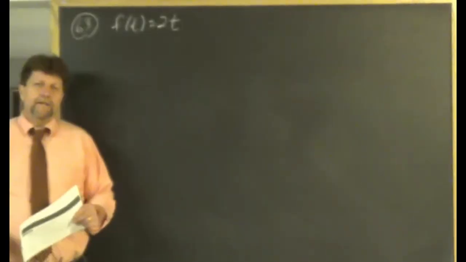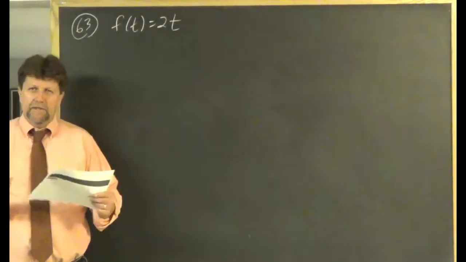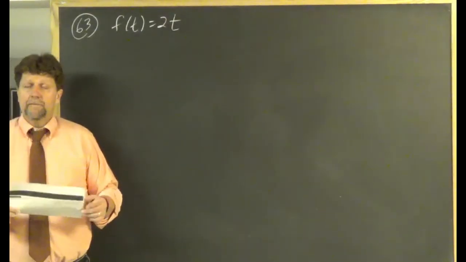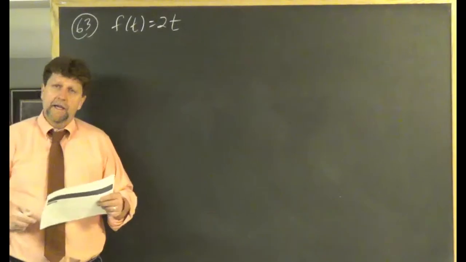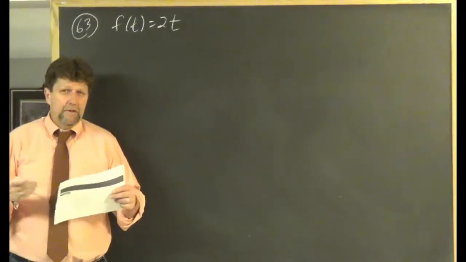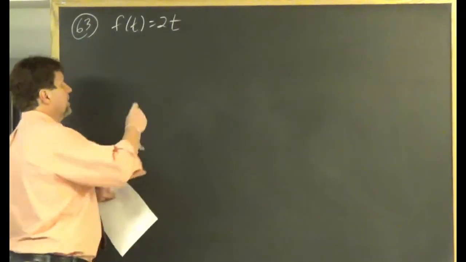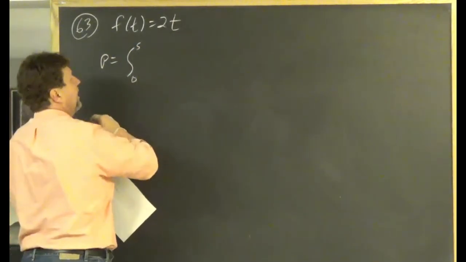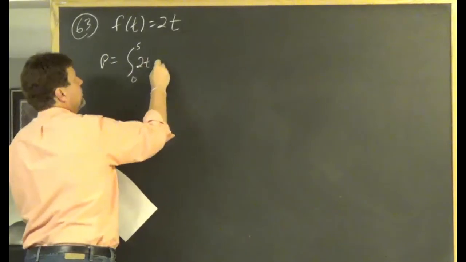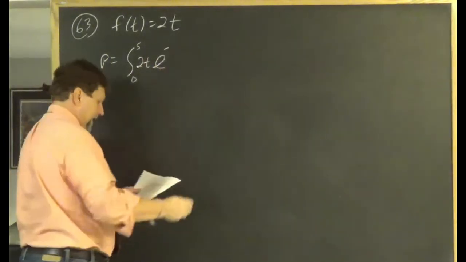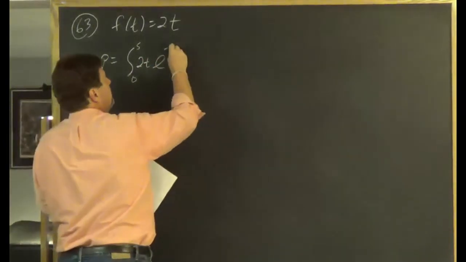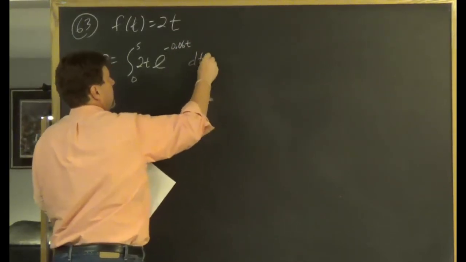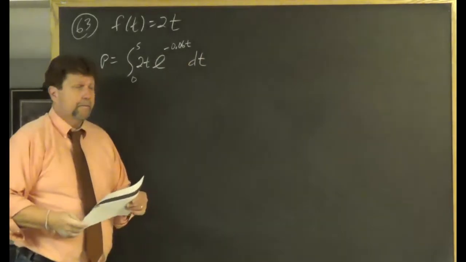All right, in 63 there were a lot of words. I think it was Dina's car wash. We were given the rate of flow function f of t equals 2t, and we're asked to find the present value over the first 5 years. So we have to integrate from 0 to 5 the rate of flow function times e to the negative, and it was 6% compounded continuously. So that's what we need to do.